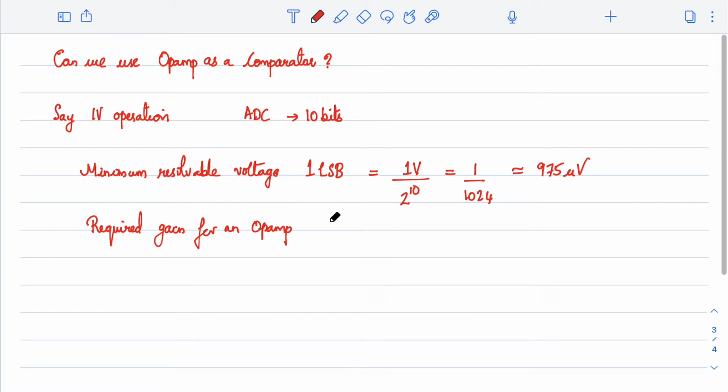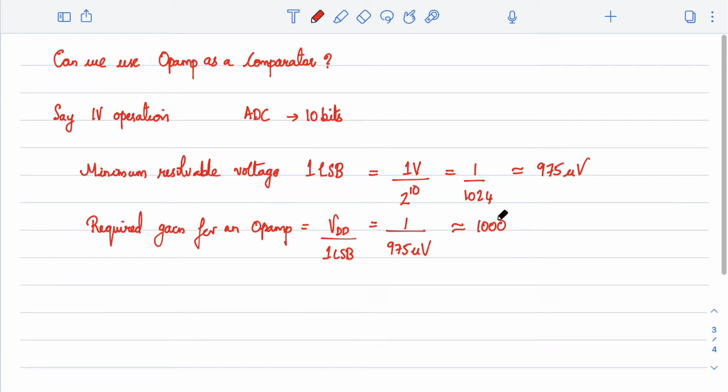The total supply voltage we have is 1, and the minimum resolvable voltage we have is 975 microvolts. So the required gain we can write as VDD, the power supply, divided by approximately 1 LSB, or it is exactly half LSB, but still we'll write it as 1 LSB only. So 1 divided by 975 microvolt. The required gain will be approximately 1000 or more than 1000.